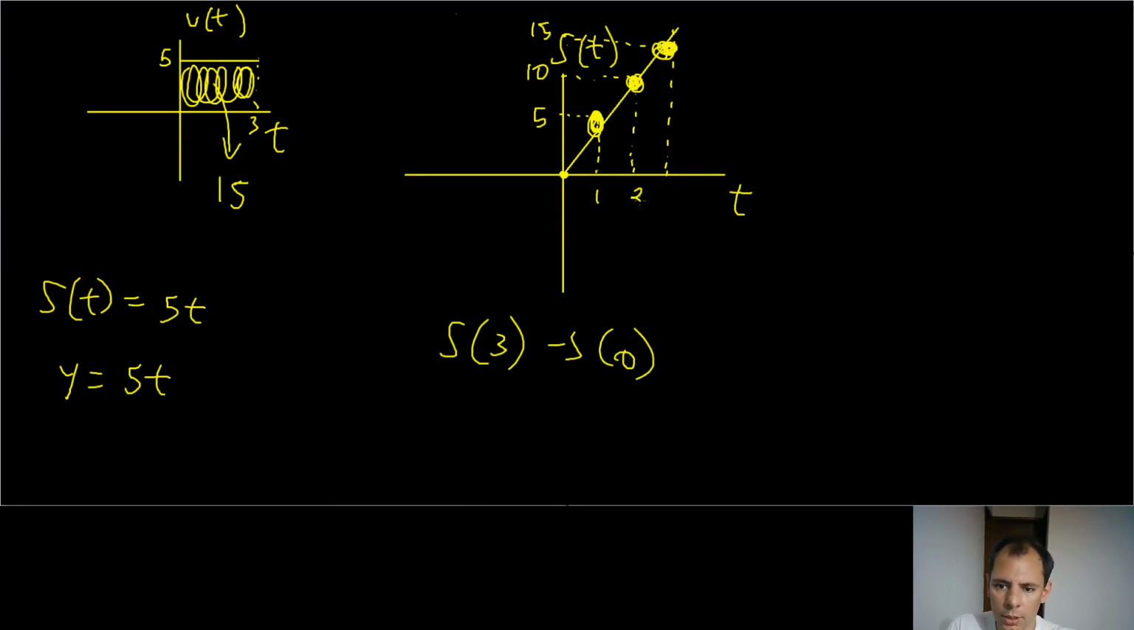Well, this is 1, this is 2, this is 3. S of 3 is 15, minus S of 0, which is right here, it's 0. It's 15. So you see that when you take the antiderivative, just this value right here represents this entire area in the function of the derivative.